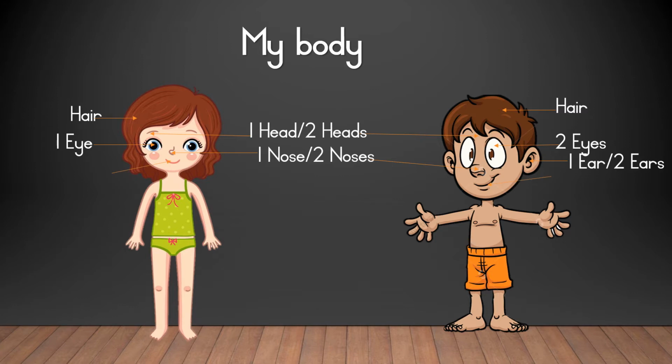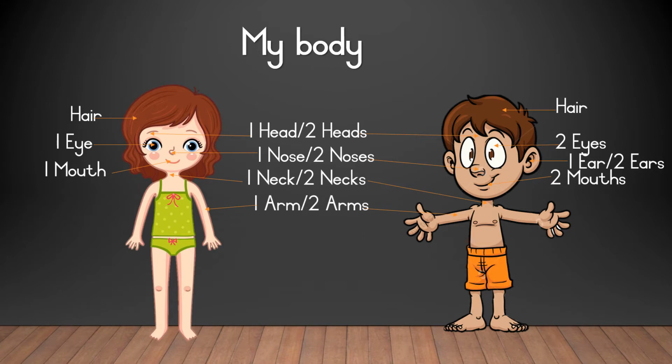Let's see if you remember the next part. That's correct. We have 1 mouth and plural would be we have 2 mouths. Okay, next part. Let's see who remembers this one. 1 singular neck, 2 necks. Good work. Singular arm, plural 2 arms. Singular 1 tummy or 1 belly, plural 2 tummies or 2 bellies.